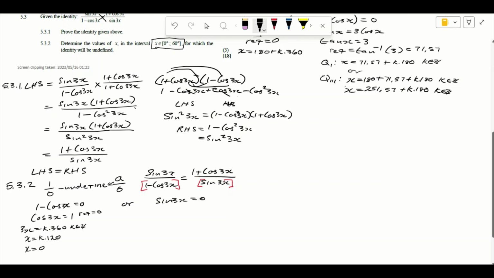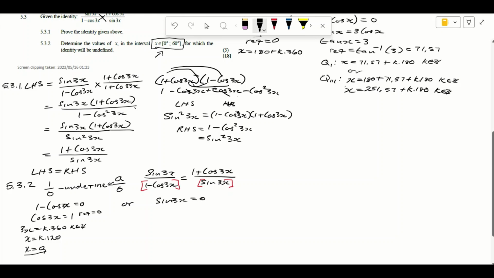So we found the first value because it's between 0 and 60. And then if we substitute k is 1, now this will be 1 times 120, and x would be 120. So it doesn't meet our interval here. And even if we use the fourth quadrant, which is minus theta, so it's minus k times 360, it will give us the same value. So what we can take here is x is equal to 0.